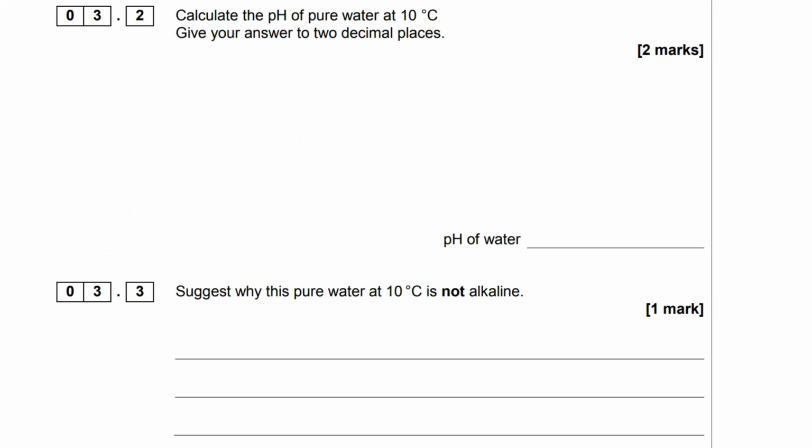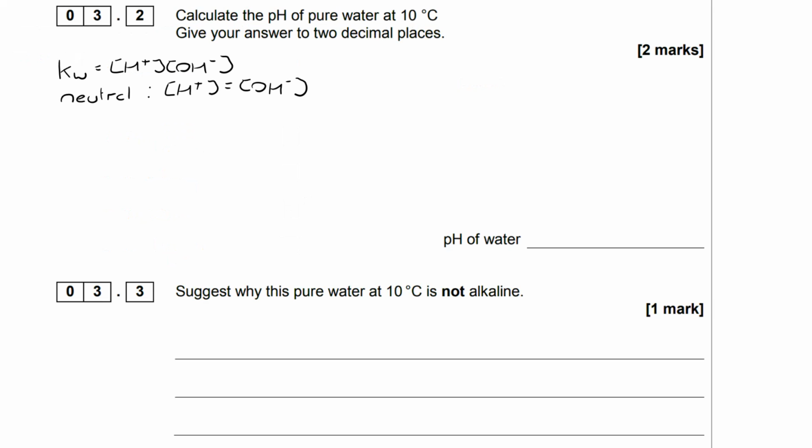So we take a look at this first calculation here. We know, as I've said, that the pH of pure water is 7, but actually that's only true at 298 K, and this is at a lower temperature.